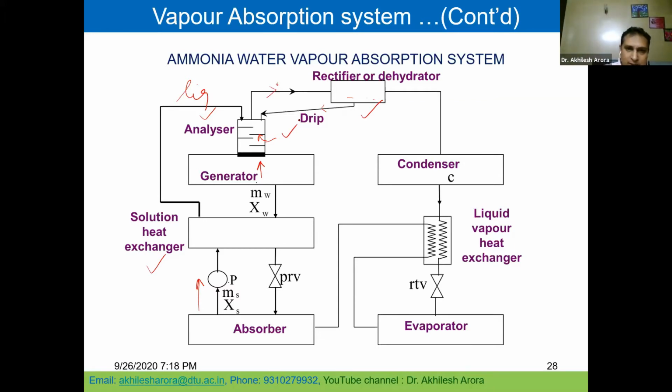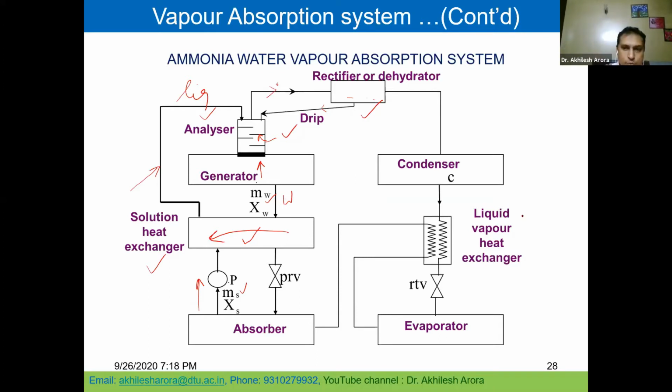And then in a practical vapor absorption system of ammonia and water, we have introduced a solution heat exchanger also, because the weak solution, W, which is coming from the generator is at high temperature, whereas the strong solution, S, which is going through the pump, is at low temperature. So the heat exchange takes place here between the strong solution and the weak solution, and the temperature increases at that point, and we have to supply a lesser amount of heat in the generator, and it will increase the COP of the system.